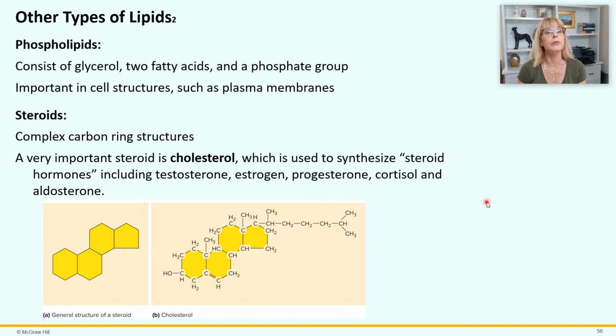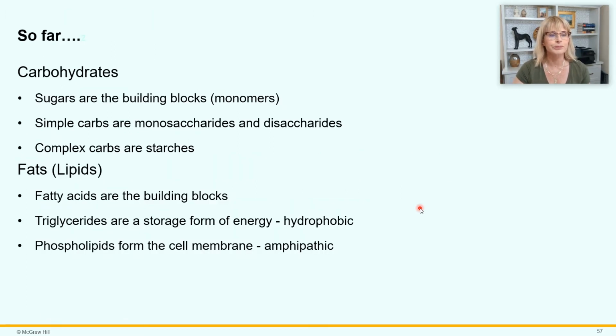And we will talk about, when we get to the endocrine system, the fact that steroid hormones are not just testosterone, the way people think, but they also include estrogen and progesterone, which are female reproductive hormones. Steroid hormones also include cortisol and aldosterone. So we'll be talking about that later.